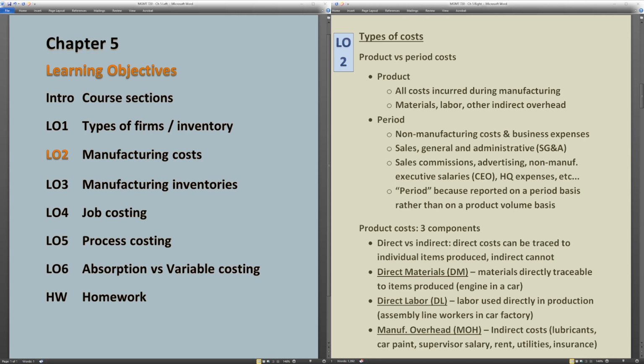It could be the materials used to build the product. It could be the labor used to work on the product. It could be the supervisor that's supervising people, but inside the factory. It could be maintenance on the equipment, but inside the factory, or insurance or rent or utilities. And so we have a bunch of different costs, but as long as they are involved in the manufacturing process, somewhere within the factory walls, we call those product costs.